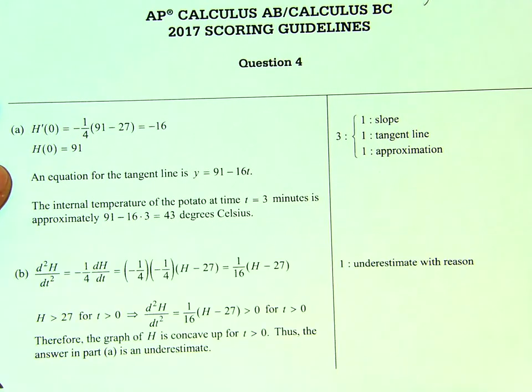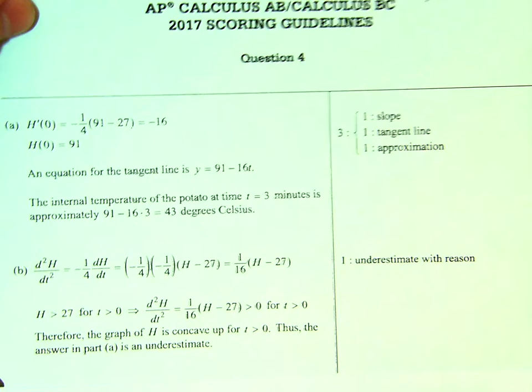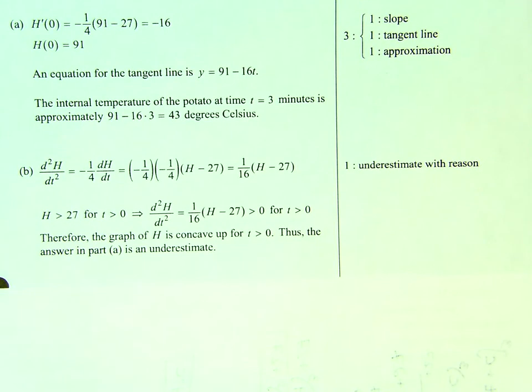Part B, even though it was complicated, it was only worth 1 point, so that was kind of nice. But the 1 point took care of everything. So 1 point for saying that it was an underestimate with a reason. It was an underestimate because your second derivative was always positive, so your graph is always concave up, so a tangent line will have to be below our function.